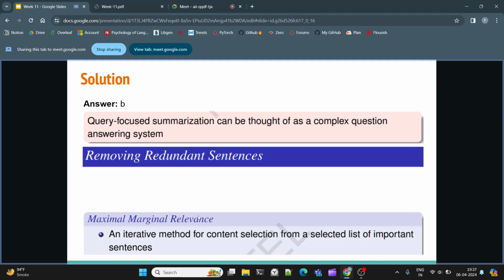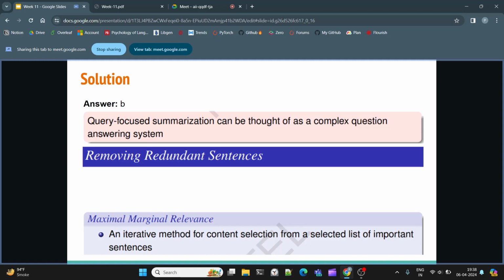So this is an iterative method. In summarization, one of the very first preliminary steps is that of content selection. So we perform iterative methods. First, before this, we have extracted all the important sentences. And now, based on that, we see whether among the important sentences there is redundant information present.